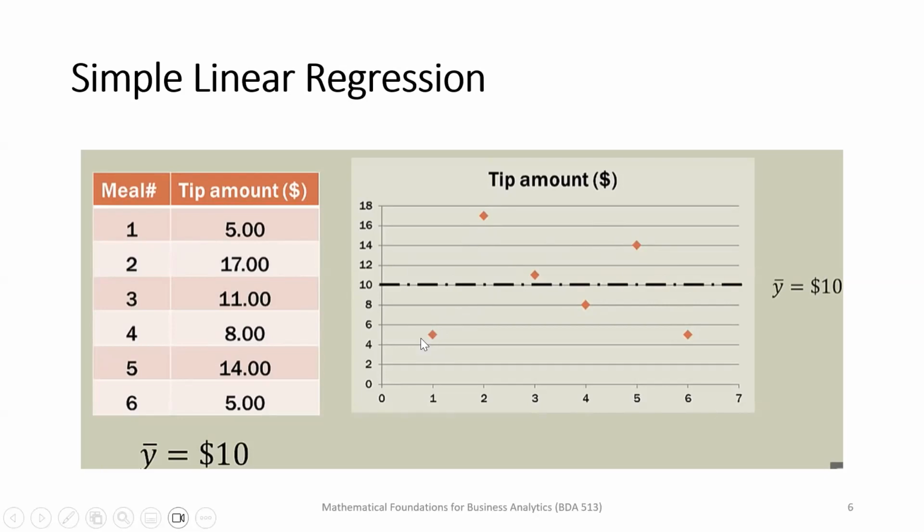So if you take the first one, for instance, it was 5, isn't it? So the first meal, 5. So you see that it was below the mean of 10. If you take the second tip amount, that was 17, okay? So that goes just a little above 16, okay? So you see 17 here, you see that it's also above the mean. The next one is 11, which is also above the mean of 10. And then the fourth tip was 8, okay, which is also below the mean, all right? And then the fifth one, 14, and then 5.